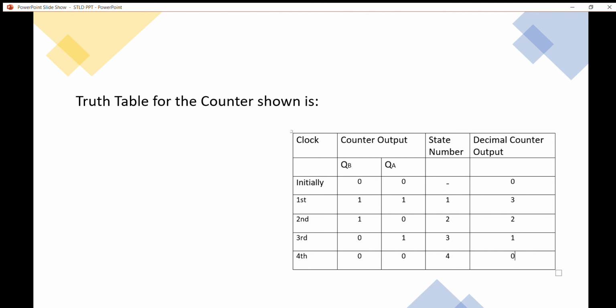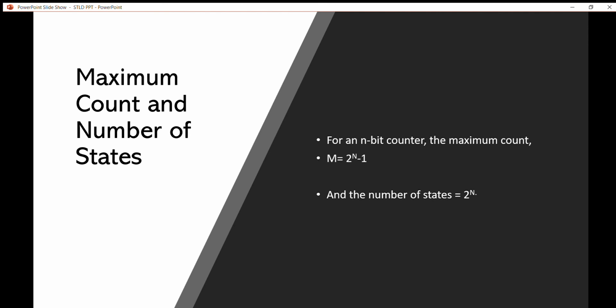Now, from this truth table, we can easily see that the counting range of this counter is from 0 to 3, and the total number of states is 4. Therefore, we can generalize this for an n-bit counter: the maximum count is equal to 2 to the power of n minus 1, and the total number of states is 2 to the power of n. This is a generalization that we have come to know after considering the previous example.